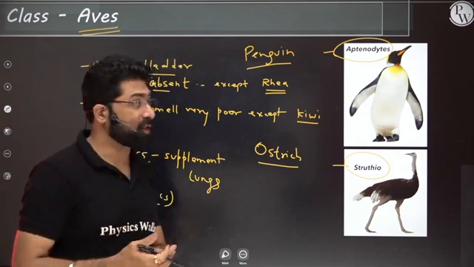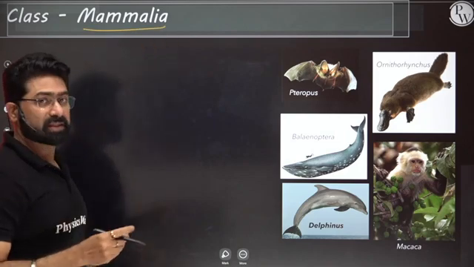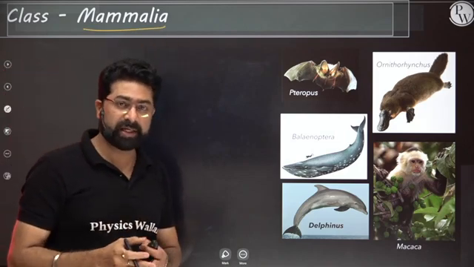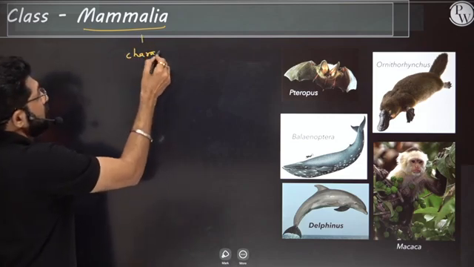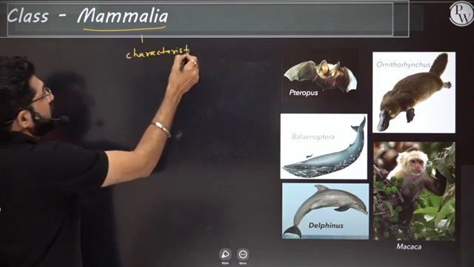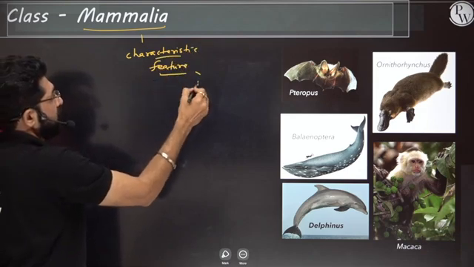So let's continue further with the class Mammals. Now mammals, as you are also mammals, are characterized by the presence of mammary glands. Characteristic feature is presence of mammary glands.